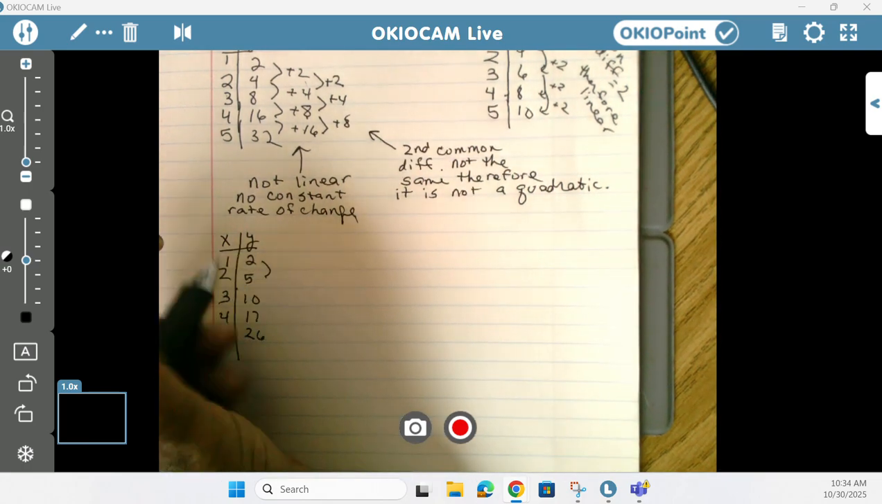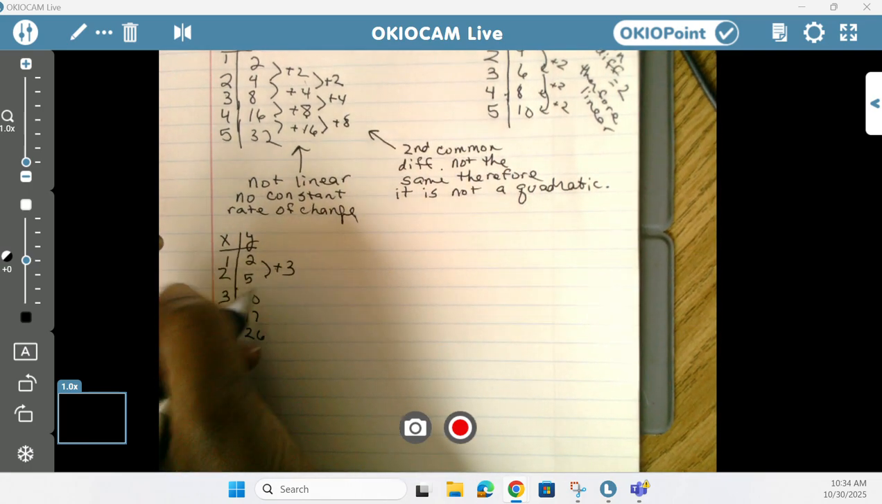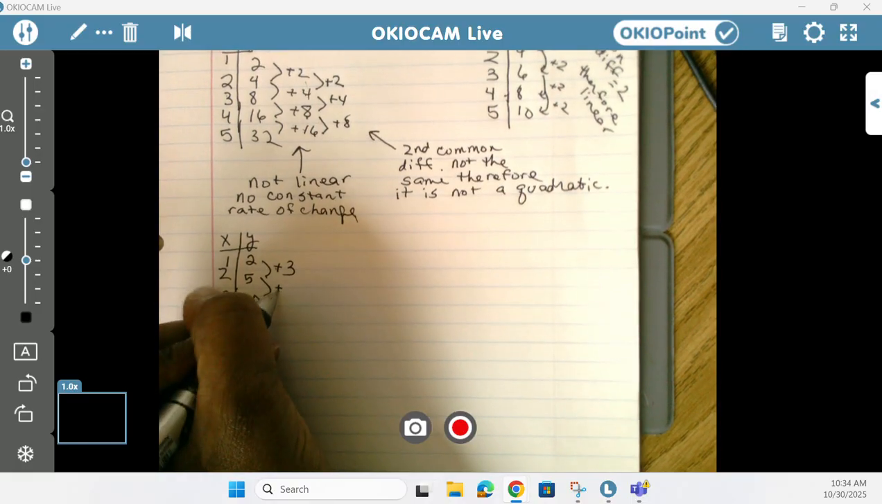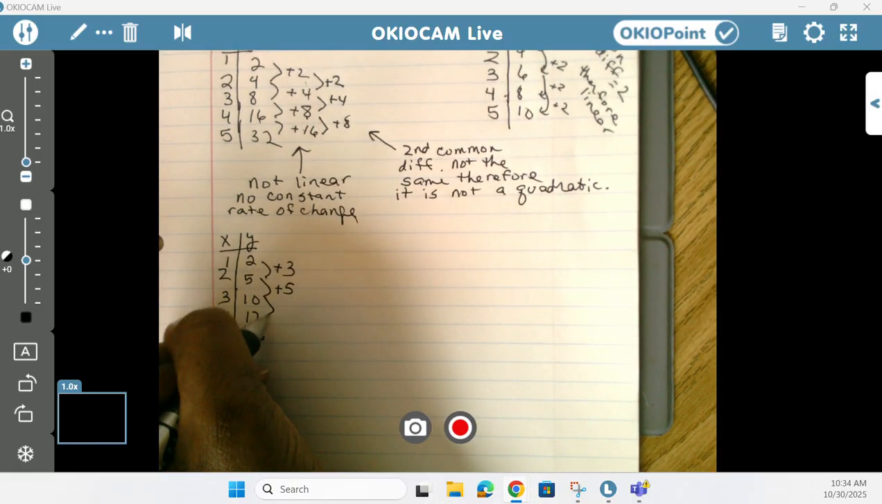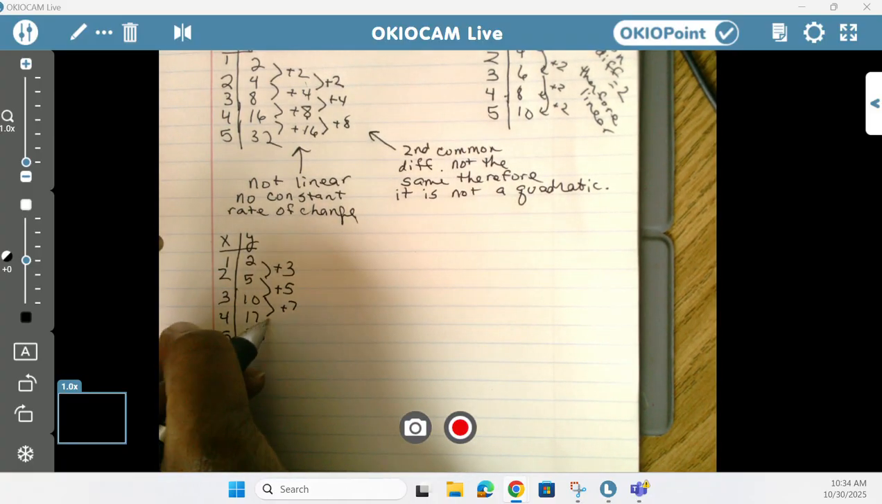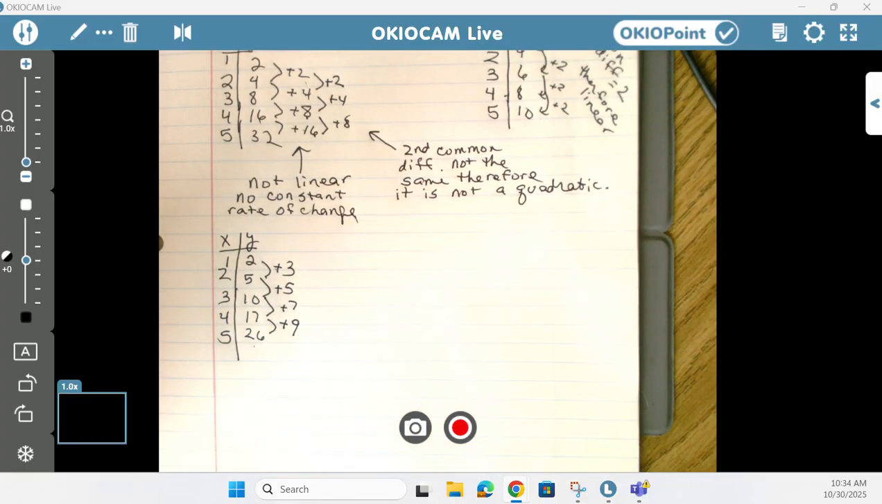All right. To get from 2 to 5, add 3. 5 to 10, add 5. 10 to 17, add 7. 17 to 26, add 9. That's the first common difference. Is it linear? No. Absolutely not.